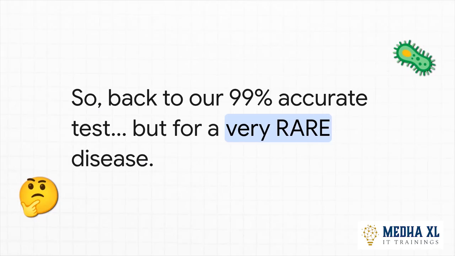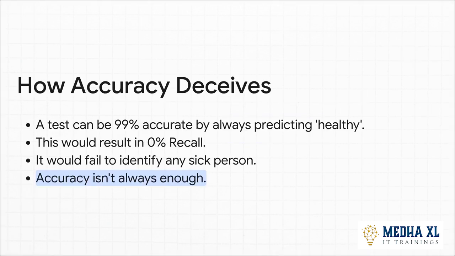Okay, let's bring it all home. Let's go back to that 99% accurate test we started with. But now let's add one final crucial piece of information. The disease it's testing for is extremely rare. And here's the trick. Here's how that 99% number can fool you. If a disease only affects, say, 1% of the population, a test can achieve 99% accuracy by doing something incredibly dumb. It can just predict healthy for every single person it sees. Think about it. It'll be correct for the 99% of people who are healthy, but what's its recall? 0. It will find 0 sick people. Accuracy makes it look like a star performer, but recall reveals it's a complete and utter failure.